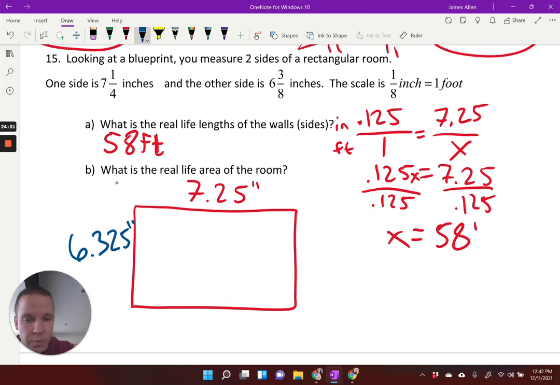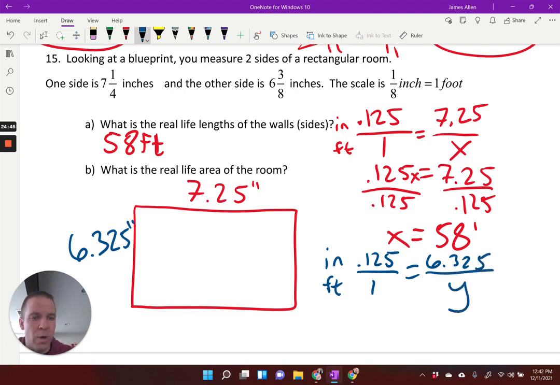So I've got 0.125, so inches and feet. We got 0.125 for my scale factor over 1 foot is equal to 6.325 for the 6 3/8 over, we'll call it y. I'm going to cross multiply and solve.